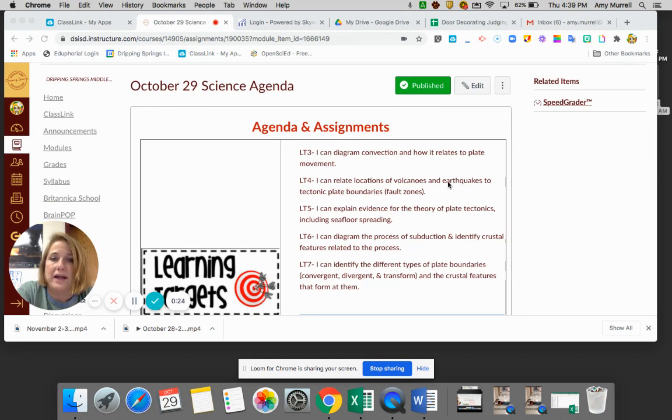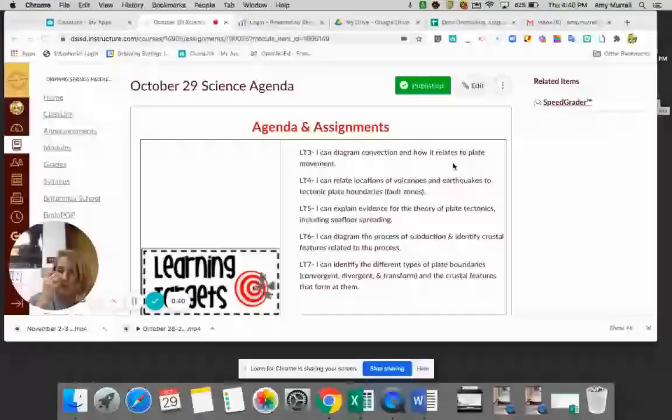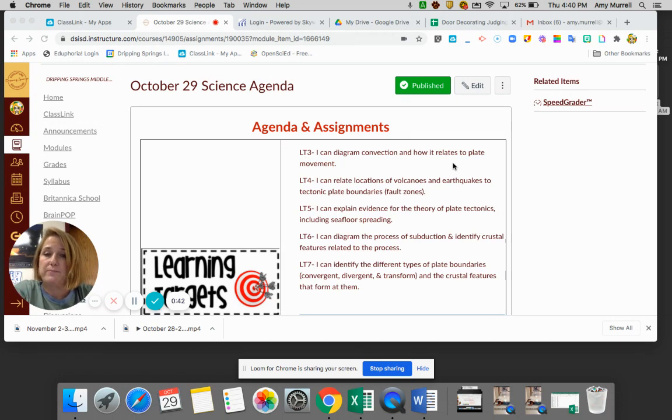We can diagram and explain convection, which is convection currents that take place in the mantle. That's where material heats up, warms up, and becomes less dense as it rises. Because it's less dense, it moves away from the heat source, so it cools off and drops back down. That's what's happening in the Earth's mantle, and those huge convection currents are what are causing plate movement.